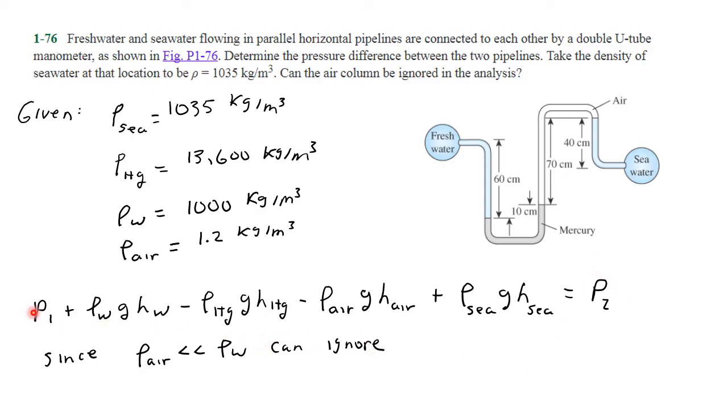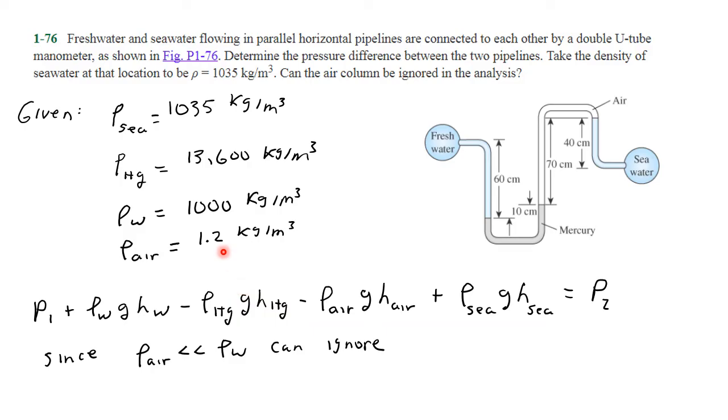Right away we can look at this. We know all the different values. We could plug in the HW, that's 0.6 meters. The height of the mercury is 0.1 meters. The height of the air is 0.7 meters. The height of seawater is 0.4 meters. And we know all the densities, so we can solve for the difference in pressure, P1 minus P2, or P2 minus P1, probably the easiest to solve, if you just take this term and shift it over to the right.